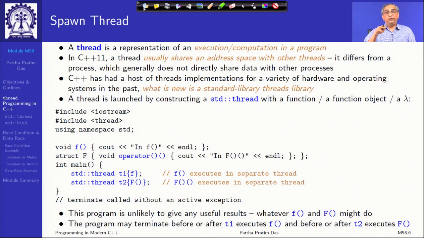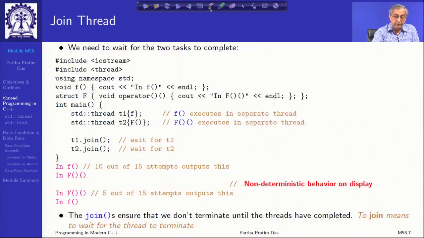So, for effective thread programming, we will have to tell the main thread that wait, these threads are still working, do not terminate right now, wait for them to finish. You say that by using the thread variable dot join, T1.join(). T1.join() tells main that you wait till it finishes. Similarly, T2.join() says that. With this, both threads will have to complete before main can actually terminate, and therefore, you will see the result.